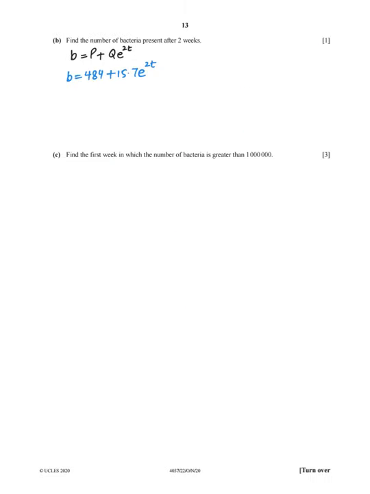In your next part, it says find the number of bacteria present after 2 weeks. So we have an equation B equals P plus Q e to the power 2t, that is given, and we have found the value of P and Q. It says after 2 weeks, that means the value of time is 2. So now it will be 484 plus 15.7 e to the power 2, where the value of time is 2. So we can solve it, and that is equal to 1338 bacteria, and that is your answer.